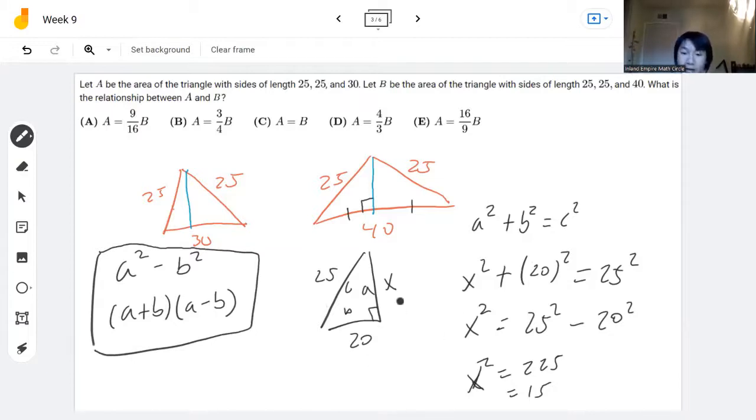So anyways, now we know that x is 15, we can go ahead and solve for this area, right? So this triangle's area is just 20 times 15, so that's 300. I'll write that in the middle. And we can do the same thing for the other one.